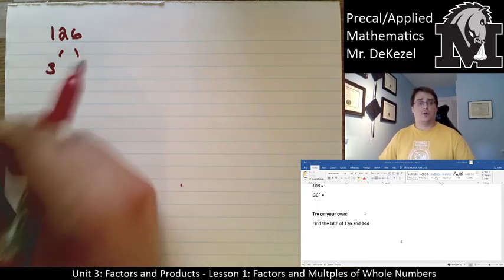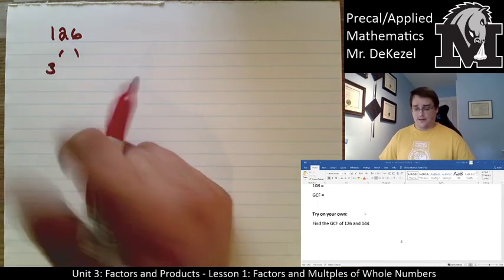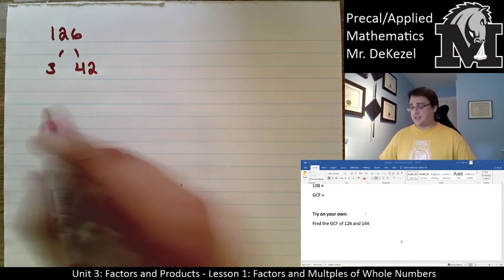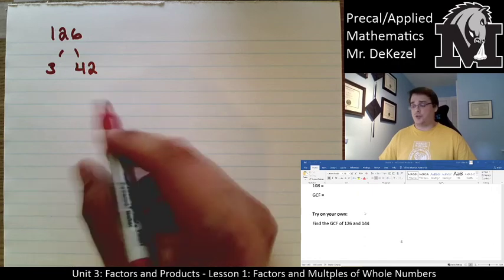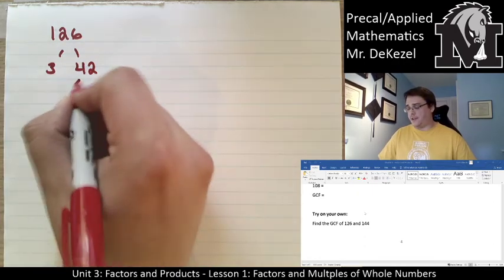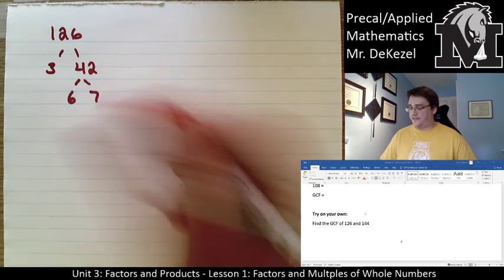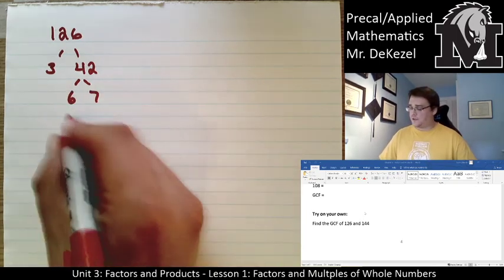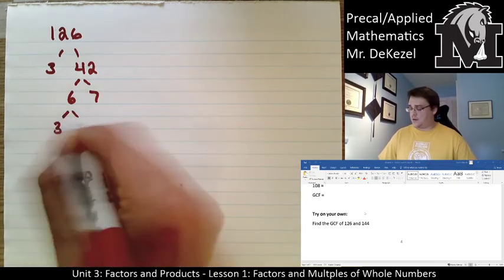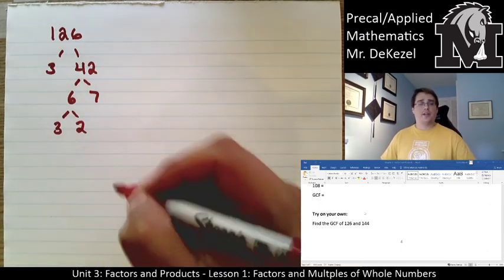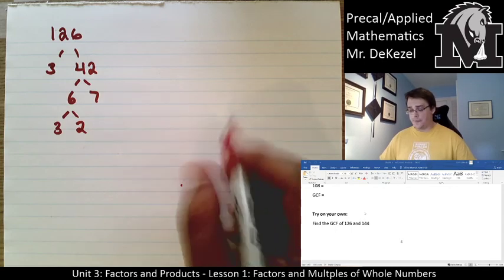I can punch 126 divided by 3 into my calculator, and it's 42. So 3 is a prime number, but 42 is not, so I can break that down further, and that's a whole lot more manageable. 6 and 7 multiply together to get 42, and then 6 is always 3 and 2. So although it might look daunting, it's really not that many steps once you get going.